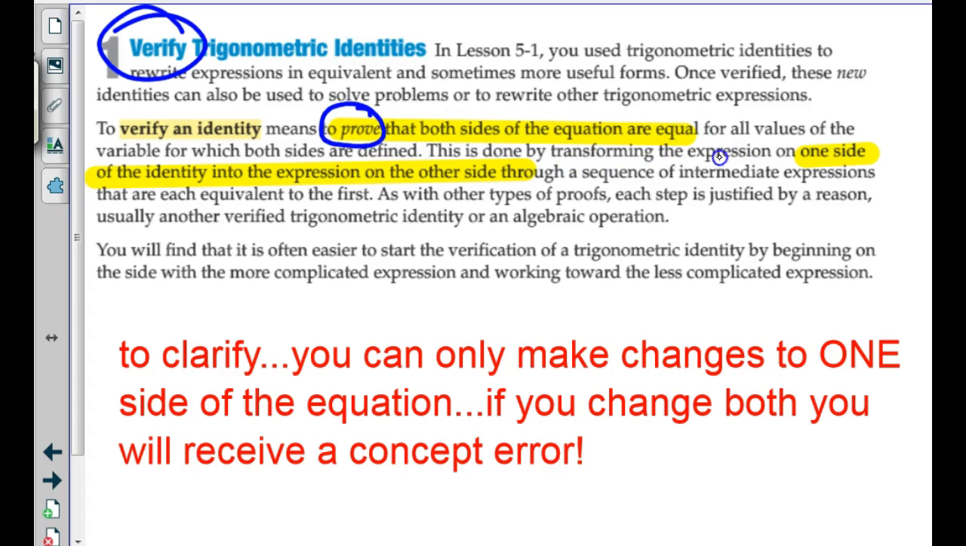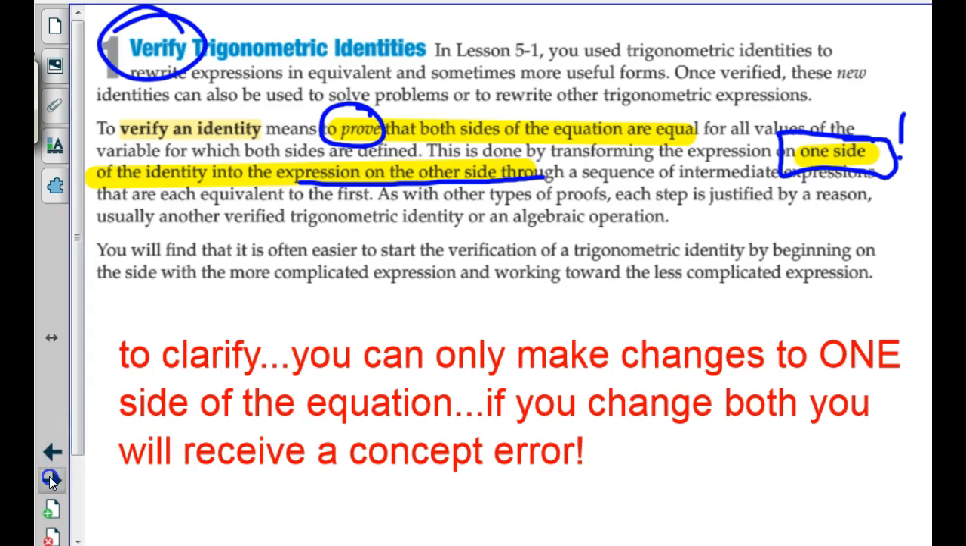This is done by transforming the expression on... What does that say, guys? Can you read that out loud? One side. One side only. Okay, you can only work with one side until it looks like the other side. One more time to clarify, you can only make changes to one side. If you change both sides on the quiz, it's going to be a concept error, okay?